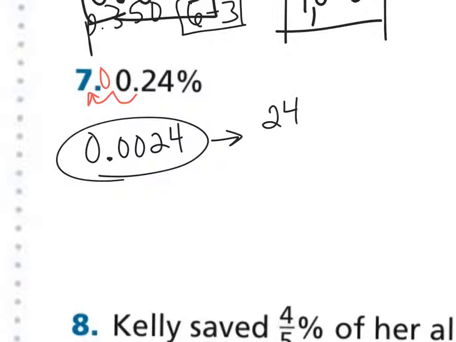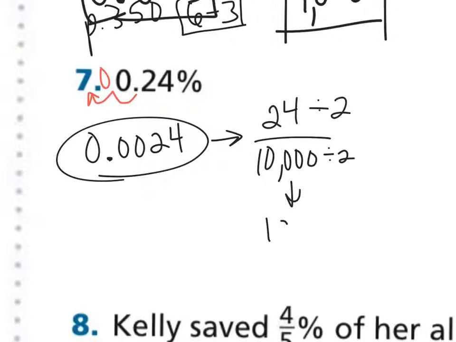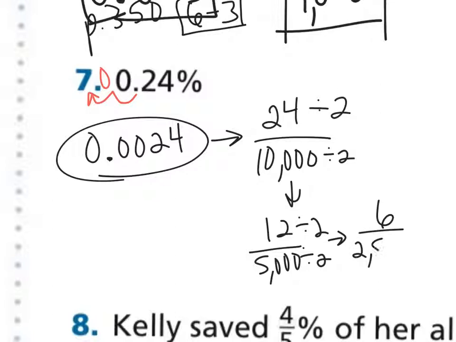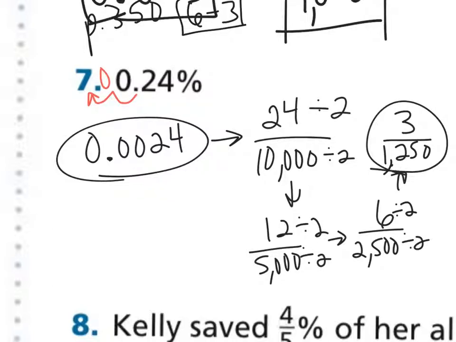And then for our fraction, the fraction for this would be 24 ten-thousandths, and then we can reduce. If nothing else, maybe you notice both of these are even, so you can divide by 2. That'd be 12 over 5,000. Those are still both even, so you can divide by 2 again. Would be 6 over 2,500. Those are still even. Divide by 2 would be 3 over 1,250. At that point, we can't reduce anymore, so that would be our fraction.